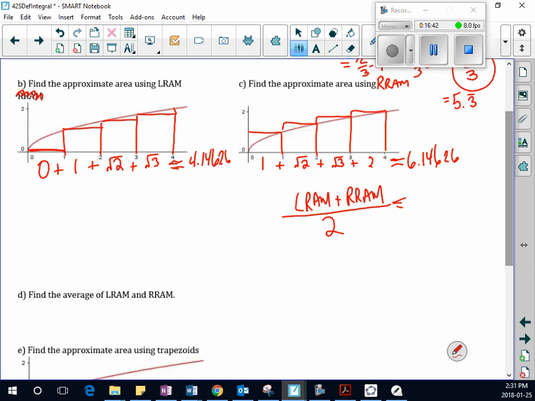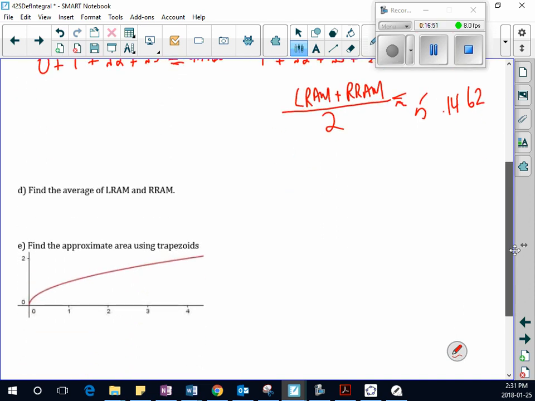Did you get roughly 5.1462? Yeah? Okay. Now we're going to do the trapezoidal, and we're going to discover something kind of interesting.